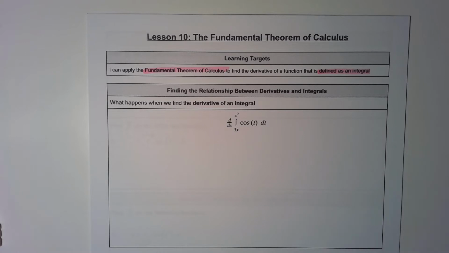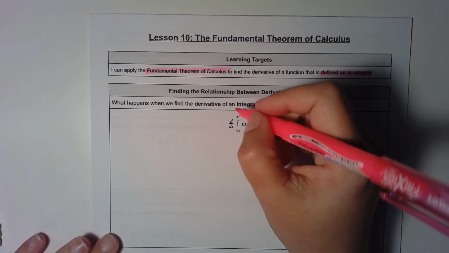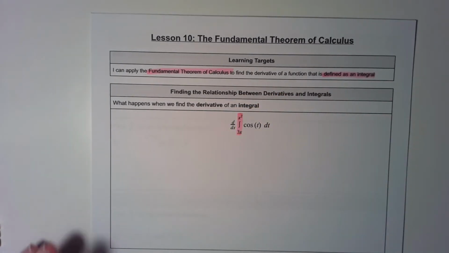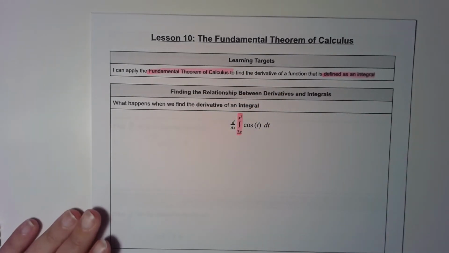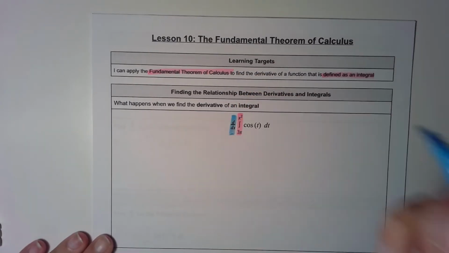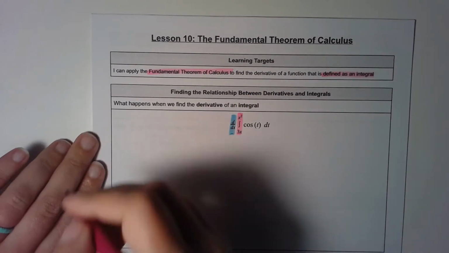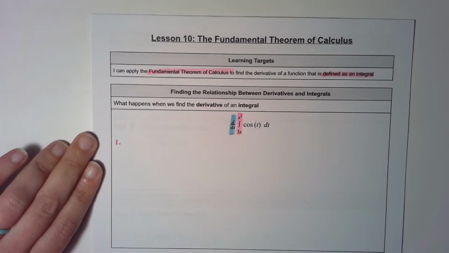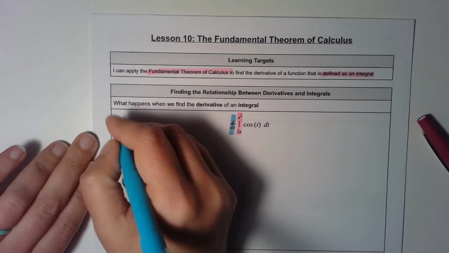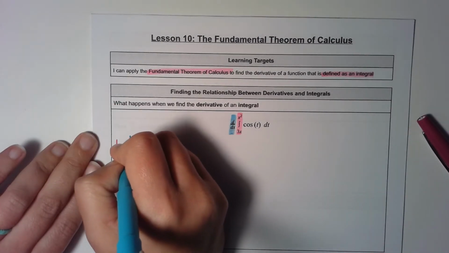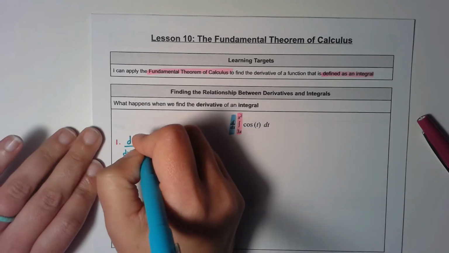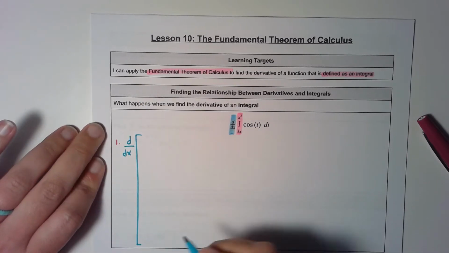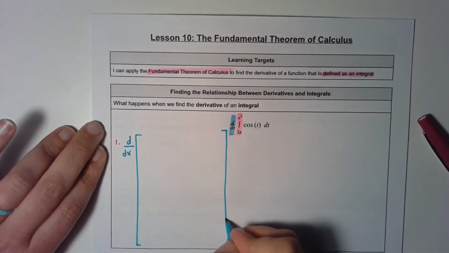So this really means we're going to do things in two steps. Step number one is we're going to evaluate the integral. Step number two is that we are then going to find the derivative. So step number one, let's do the integral. I know that at the end of this, I'm going to do the derivative of whatever I get, but right now I'm just going to work on finding the integral.